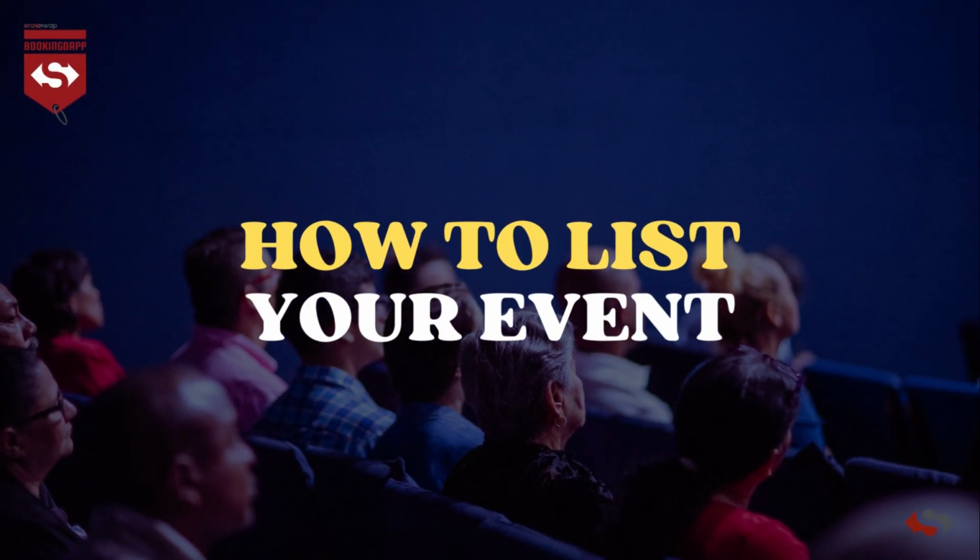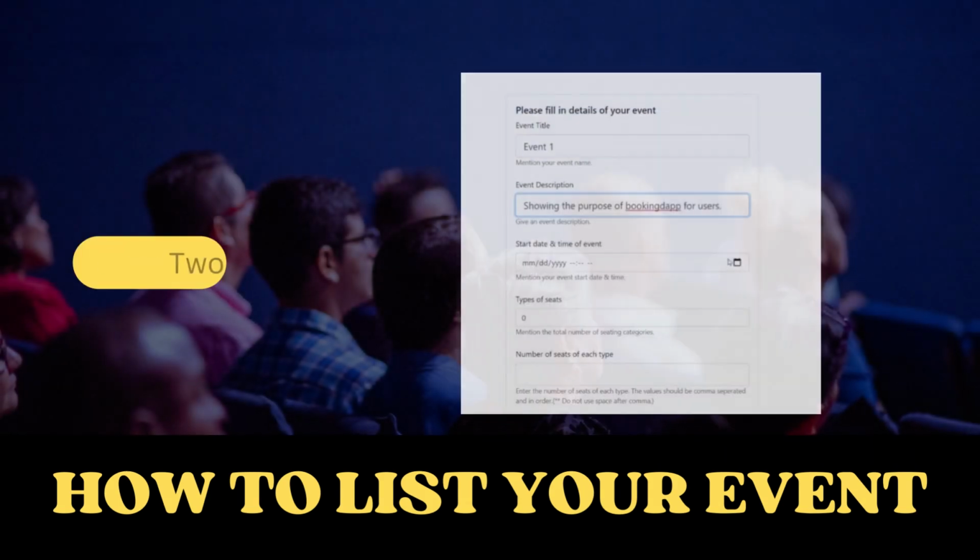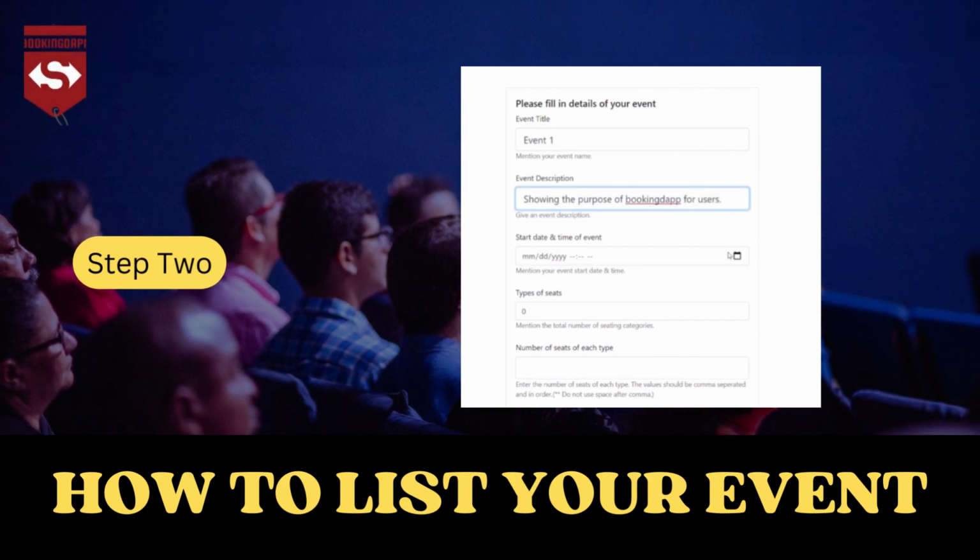How to list your event. Step 1. Click on Create Event. Step 2. Fill in required event details. Please do mention your contact details like mail ID, phone number, brand, social media page or swapper's wall page, so the buyers can communicate with you directly, middleman free.